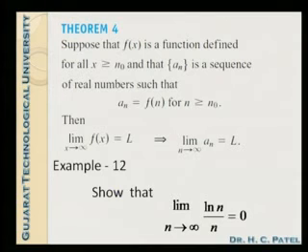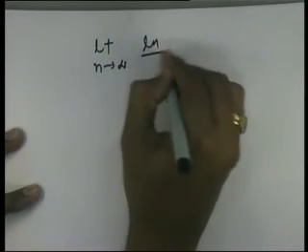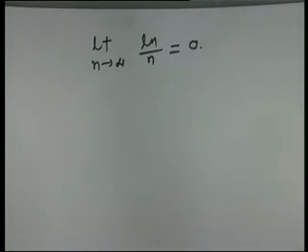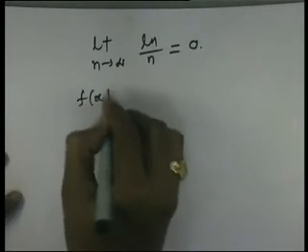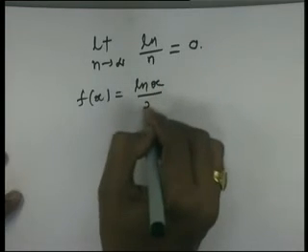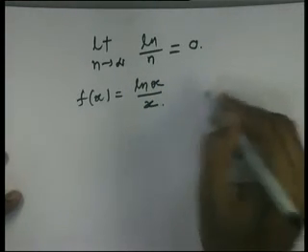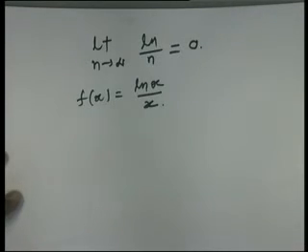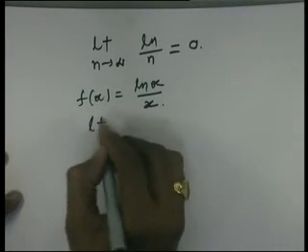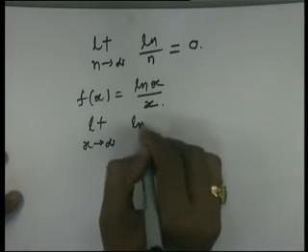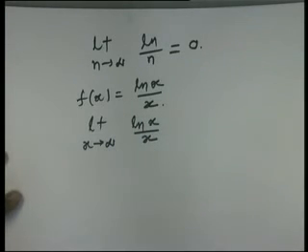Next, let us prove this example. Limit n tends to infinity log n by n is equal to 0. This we have to show. Consider f(x) equal to log x upon x. This is a well defined function from 1 to infinity. So what we can do is evaluate limit x tends to infinity of log x upon x.